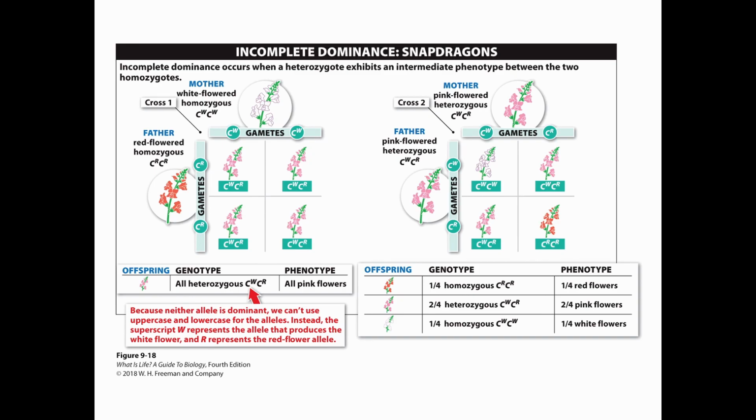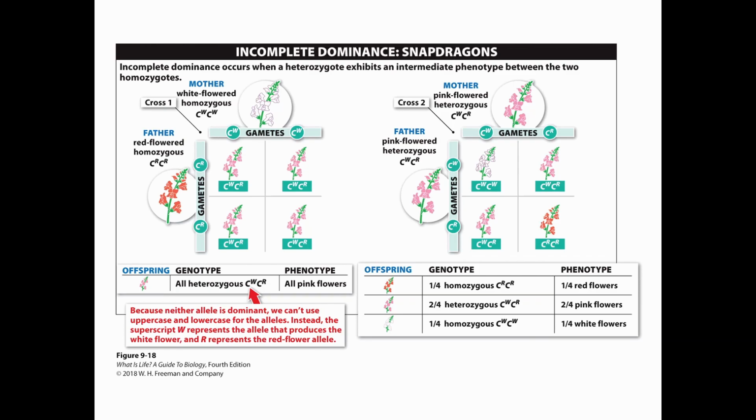So let's look at a working example. In this case, we're looking at a mother and father snapdragon flower plants that have two different colors. The mother is white and the father is red. In the mother's case, because she is white, she is homozygous for the white allele. She is C superscript W, C superscript W. So we could say she's homozygous for C superscript W. The father has red flowers, and so they're homozygous for red. So they are C superscript R, C superscript R, or homozygous C superscript R.